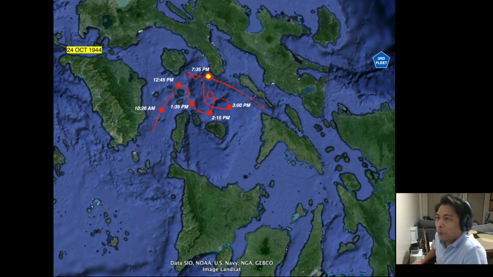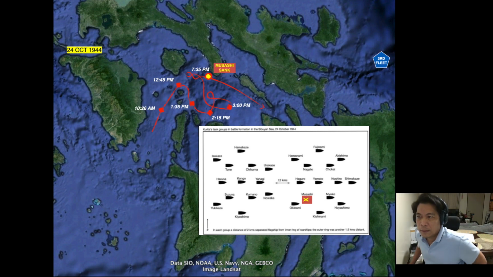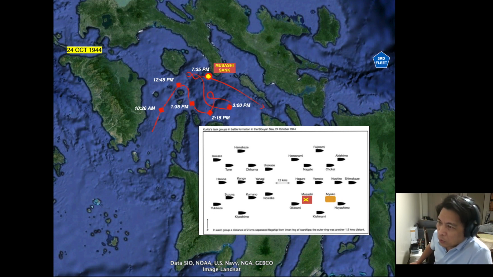But it was at this point, at 7:35 in the evening of the 24th of October, that Musashi sank. And if you take a look at the original formation when the Japanese entered the Sibuyan Sea early in the day, only the Musashi was wrecked. Another heavy cruiser, the Myoko, was so badly damaged that it had to be escorted back by two destroyers to Brunei.